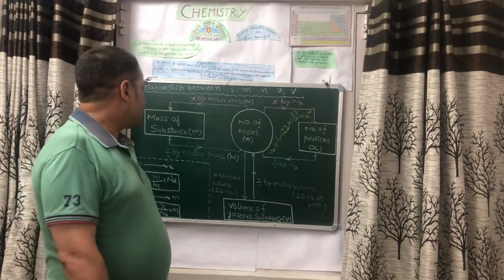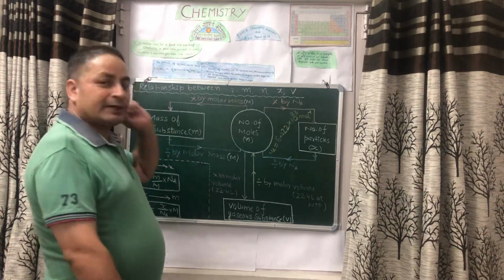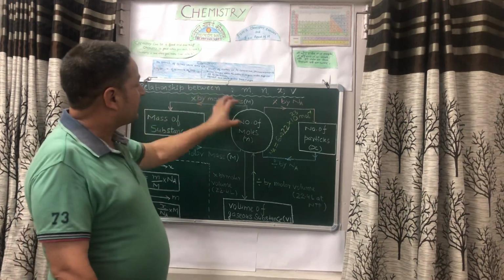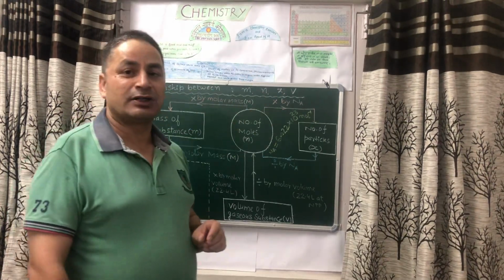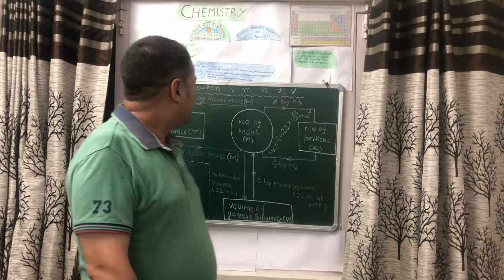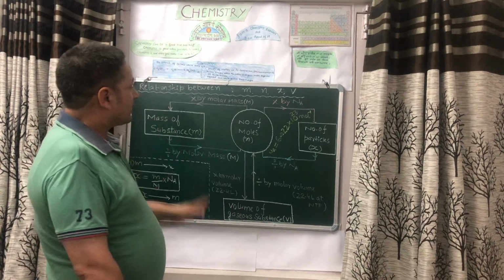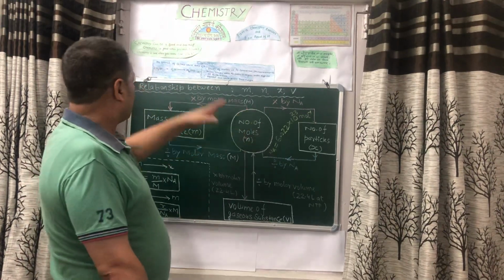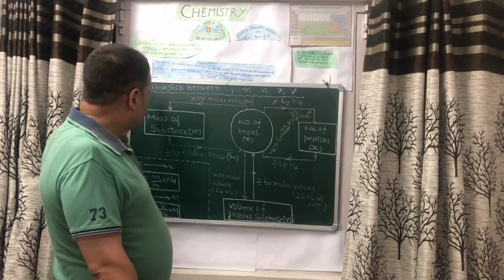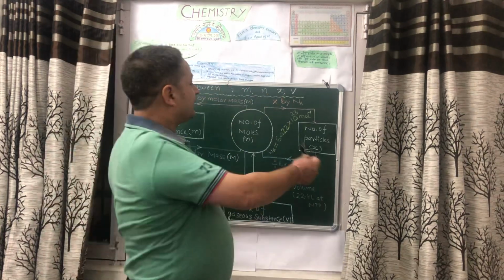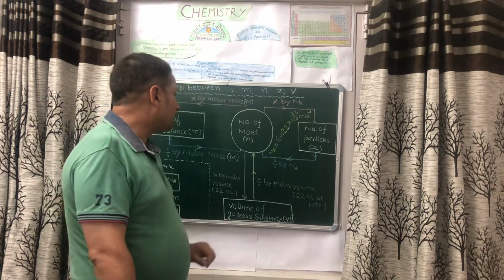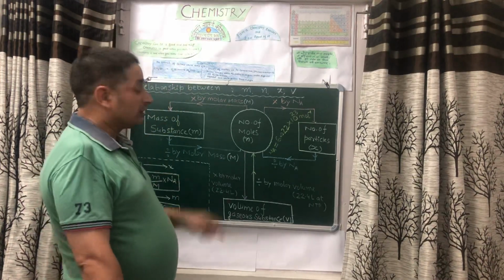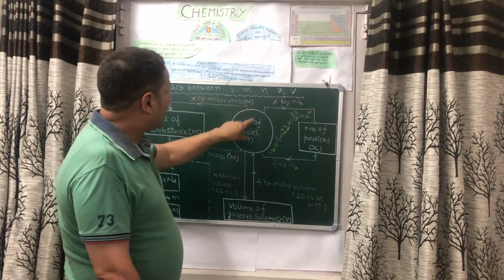Okay, students, this is the mass of substance. I have to convert the mass of substance into number of moles, and this number of moles I have to convert into number of particles. It's very simple. Now first of all, see, just write down the number of moles, and on the left side you just write down the mass of the substance, and on the right hand side you just write down the number of particles.